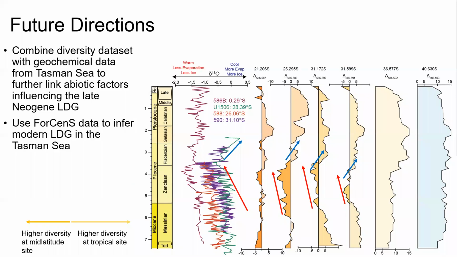Future directions for this project include combining the diversity data with published geochemical data from the Tasman Sea to further link abiotic drivers of the late Neogene planktic foraminiferal latitudinal diversity gradient. The figure on this slide is a bit of a sneak preview.